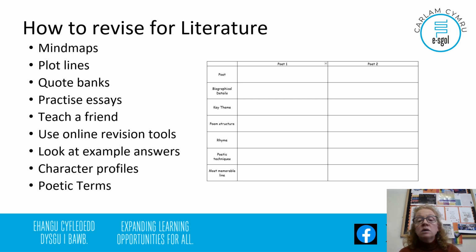Who's the poet? What are their life background details like? What are the key themes in their poems? What are the structures that they often use? Do they like named structures or do they use free verse? What do you find in their poems? How do they use rhyme? What sort of techniques do they like using? And the most memorable line. Obviously, you do that for one specific poem if you're talking about a memorable line.